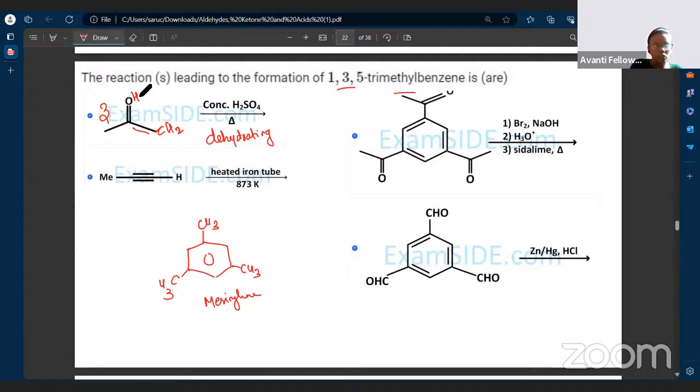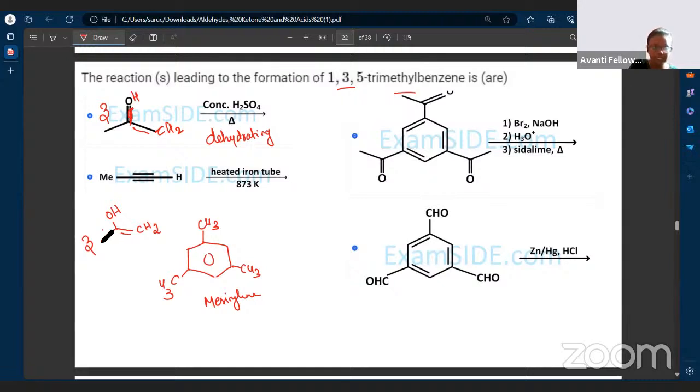I'm writing the enol form. When you write the enol form, you'll be getting OH double bond CH. When you are taking it 3 times, what you'll be getting is methylbenzene (toluene) as the product.